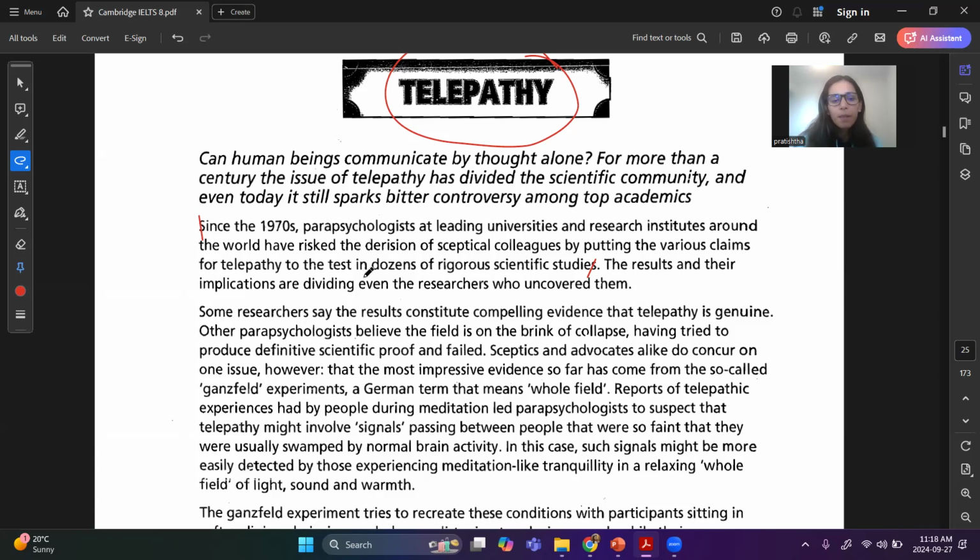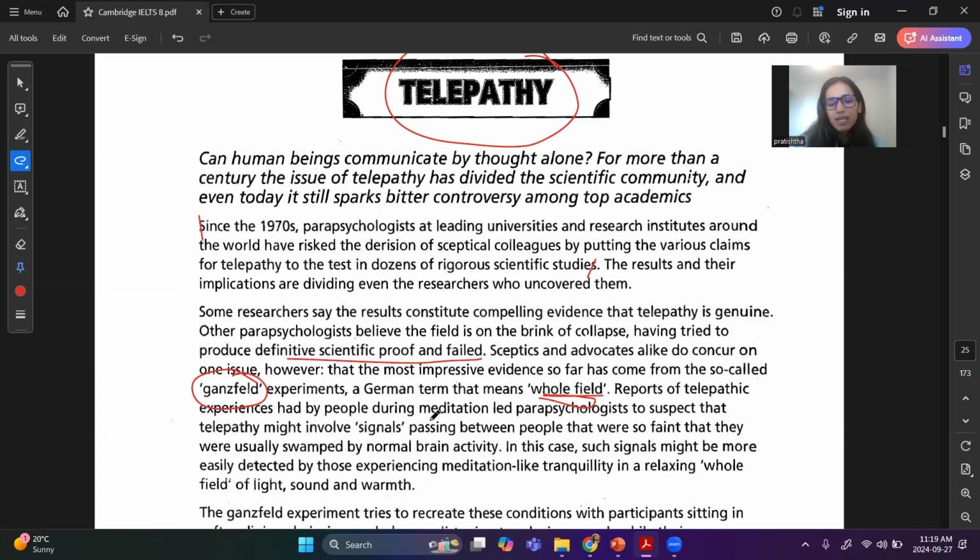People are divided. Some researchers say the results constitute compelling evidence that telepathy is genuine. Others say that the field is on the brink of collapse, meaning it's going to not exist further. They have tried to produce definitive scientific proof but have failed. Skeptics and advocates alike do concur on one issue, however, that most impressive evidence so far has come from the so-called Ganzfeld experiment. So some sort of experiment that they have done, which means whole field.